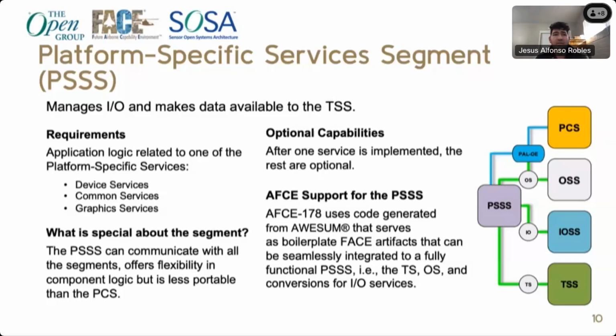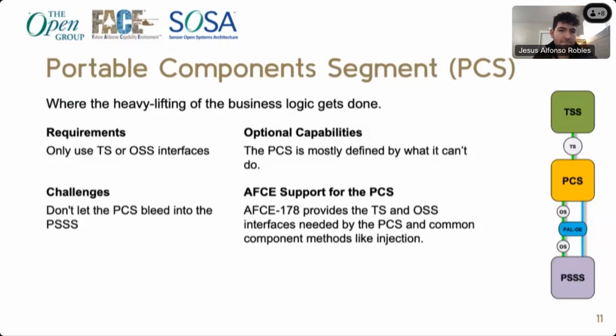AFC 178 uses code generated from the AWESOME tool suite, which includes common component services and interfaces such as TS, OS, and conversions for I/O services. These boilerplate FACE artifacts can be easily integrated into a fully functional PSSS to communicate between the TSS and the IOSS. AFC 178 also provides several capabilities within the device services and common services subsegments that facilitate the developer's implementation for type-specific data flow between multiple PSSS and PCSs within a FACE application.